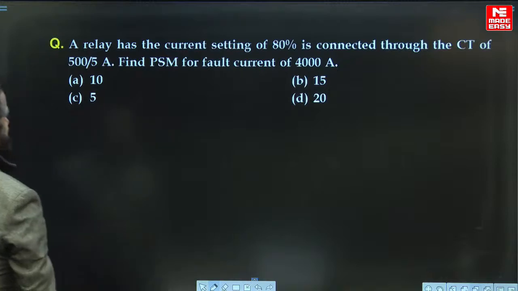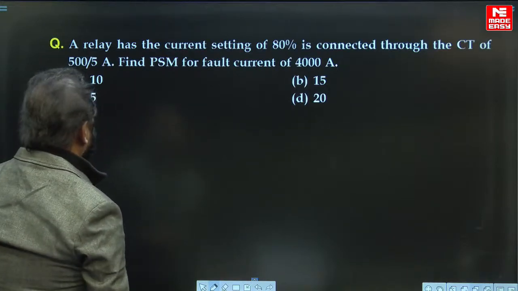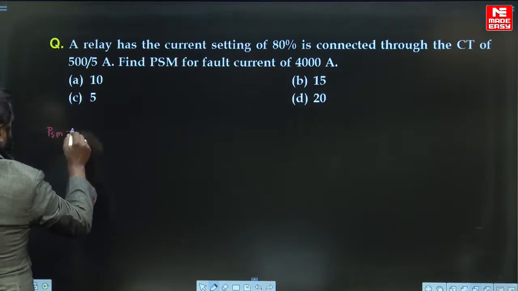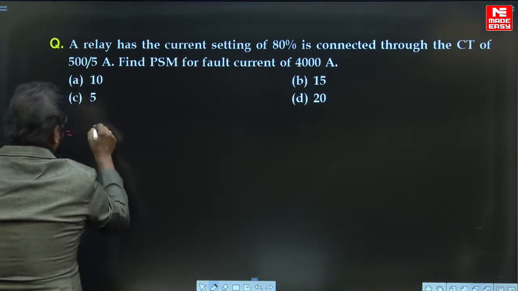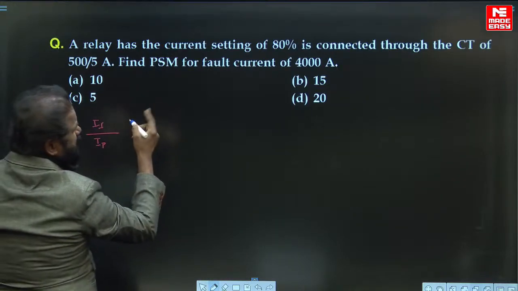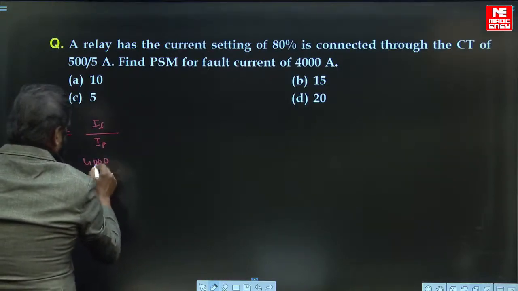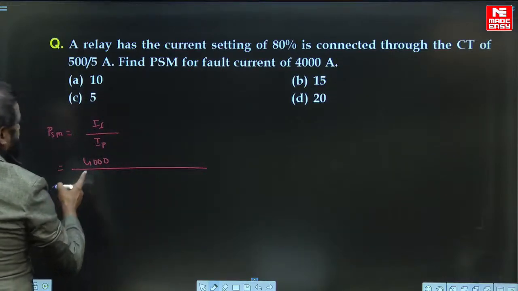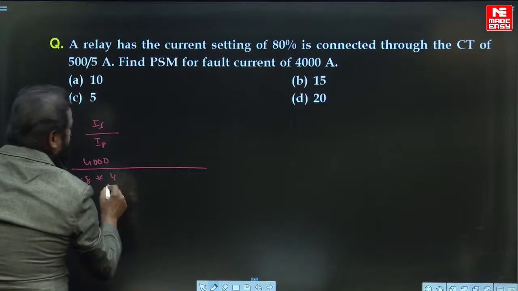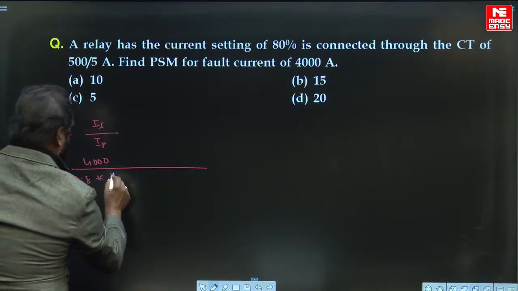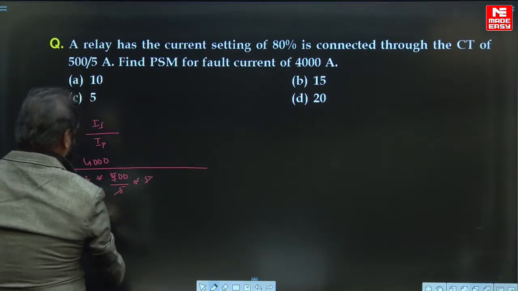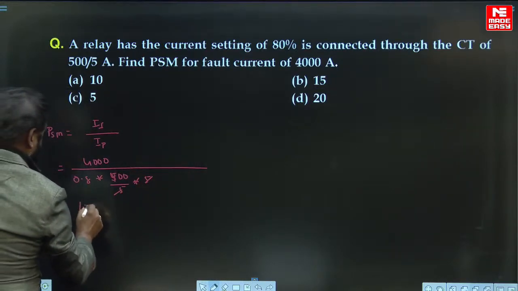Okay, a relay has the current setting of 80% connected through the CT of 500. Find the PSM for the fault current of 4000. So PSM is equal to fault current by pickup current. Fault current is given as 4000. Pickup is equal to current setting 80%, 0.8, into CT ratio 500 by 5 into 5, the 5 gets cancelled, this is equal to 10.